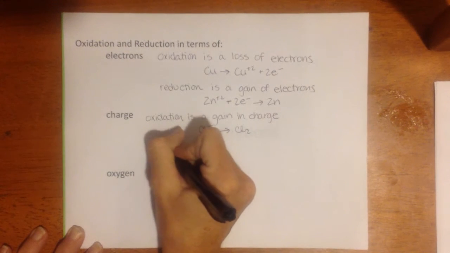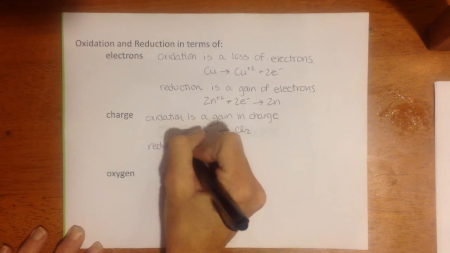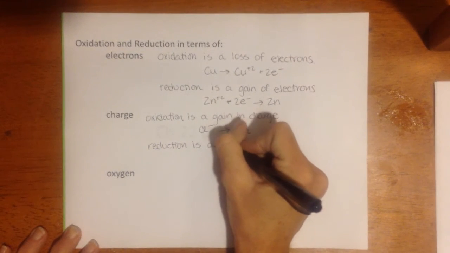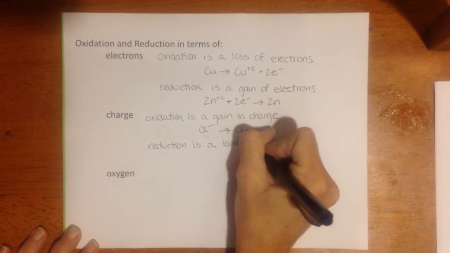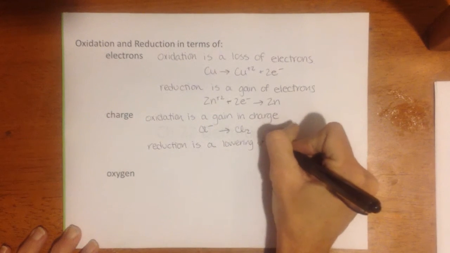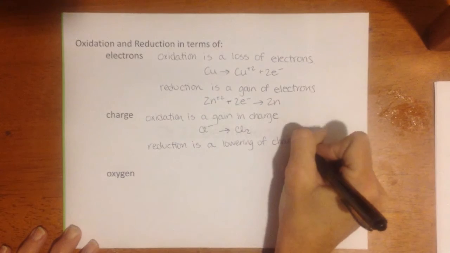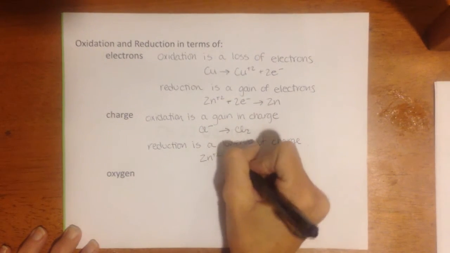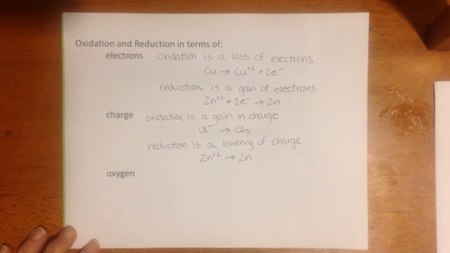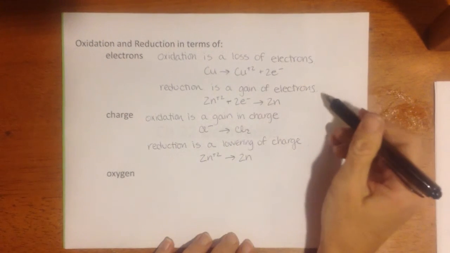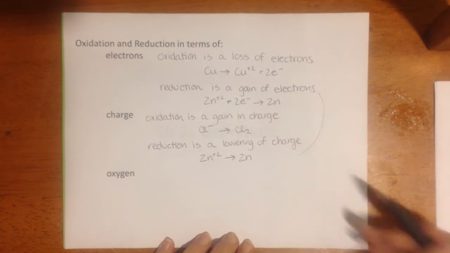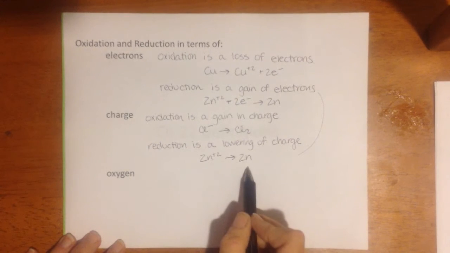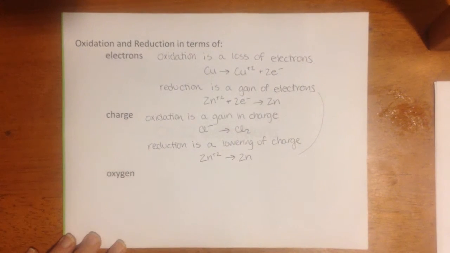A reduction is a lowering or reducing of charge. So that could be, once again, the zinc ion turning into zinc metal. You'll notice that these definitions actually agree with each other. They never conflict. I just left the electrons out because the focus of this definition was charge.